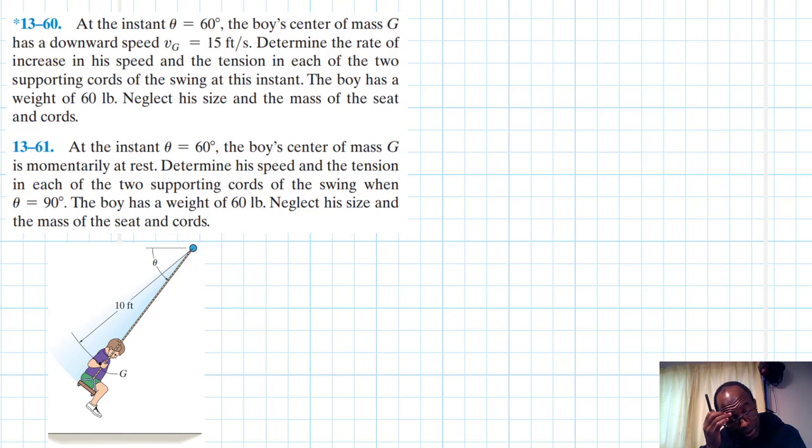The problem reads, and this is the second problem; we already solved the first one. At the instant theta equals 60 degrees, the boy's center of mass G is momentarily at rest. Determine the speed and the tension in each of the two supporting chords of the swing when theta equals 90 degrees. The boy has a weight of 60 pounds. Neglect his size and the mass of the seat and the chords. Both problems come from Engineering Mechanics: Dynamics, 14th edition, by R.C. Hibbeler.